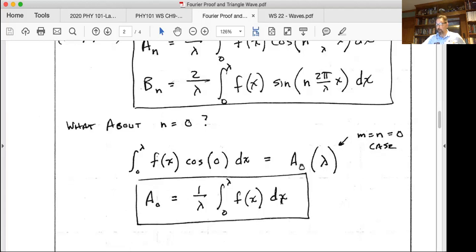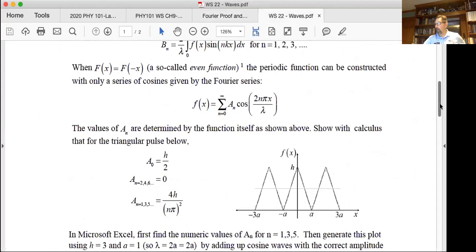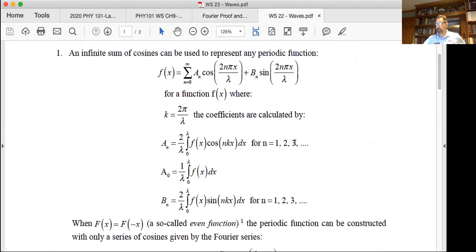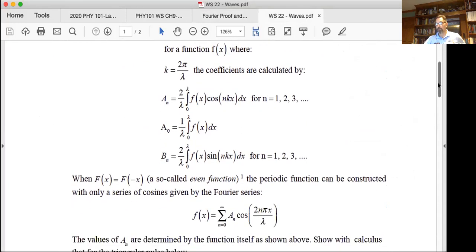Cosine of 0 is just 1, and so that's how you find the A0 coefficients, right? And that's why I wrote those things. These two equations, and the third one right there for A0, are exactly what came out of Fourier's trick.